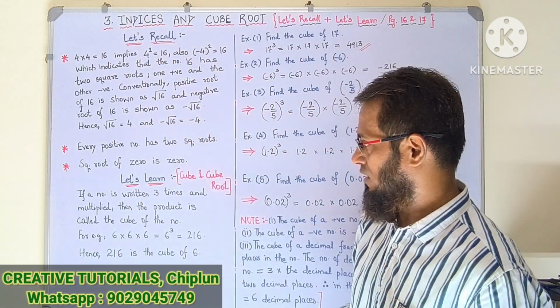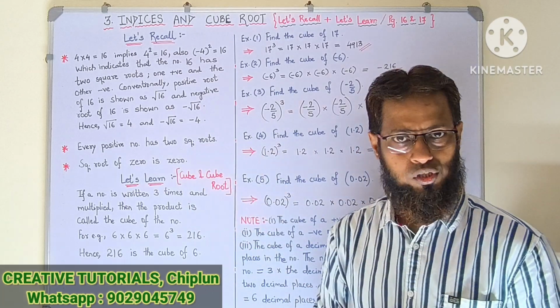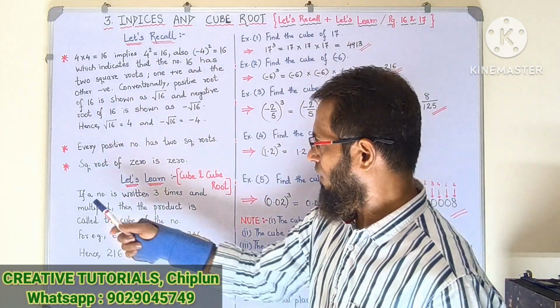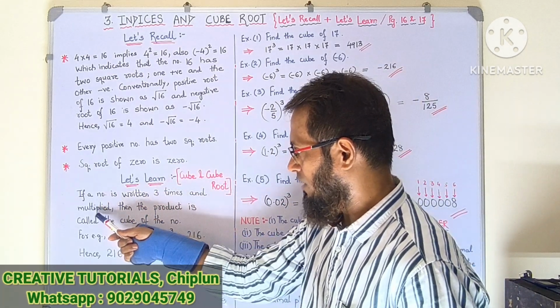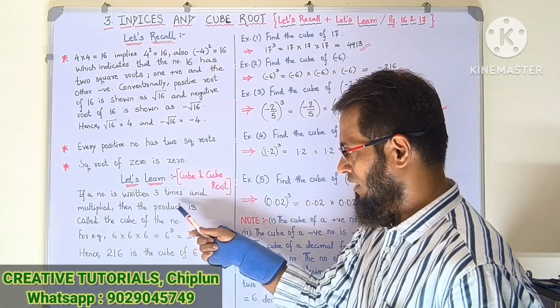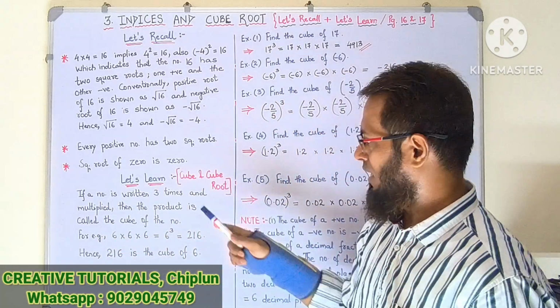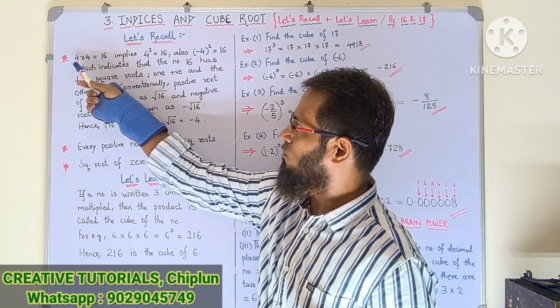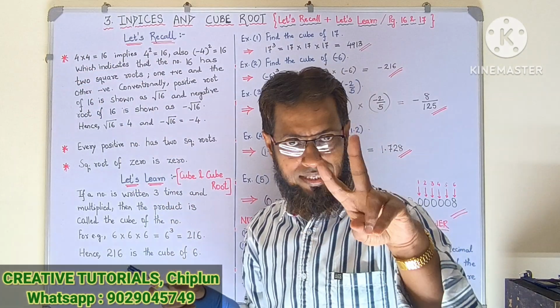Now, let us see the Let's Learn part for this year. This is taking care of cube and cube roots. So, if a number is written 3 times and multiplied, then the product is called the cube of the number. Let us go back again here. We took 4 multiplied by 4. So we multiplied the number 4 twice.